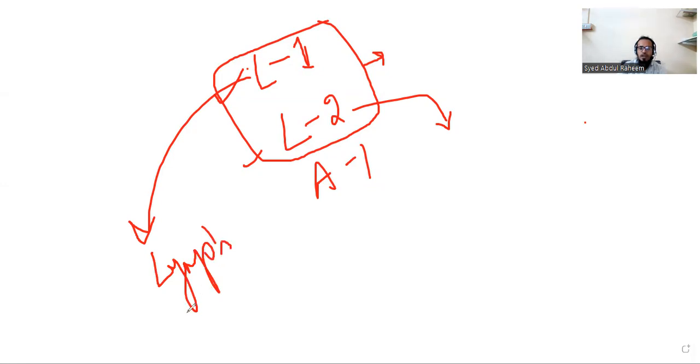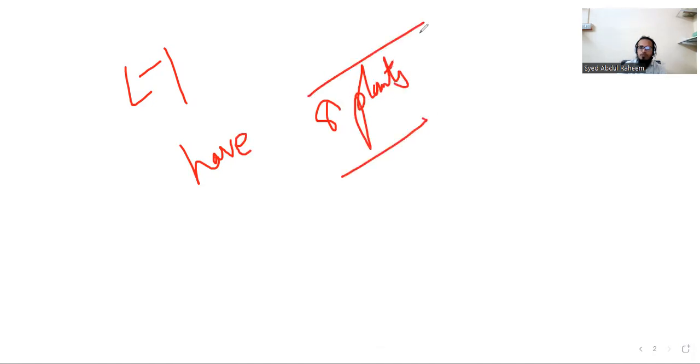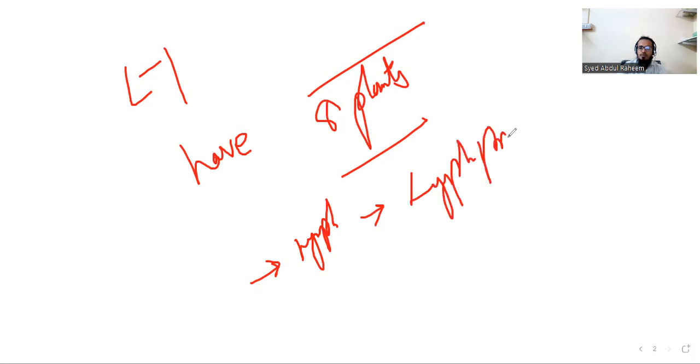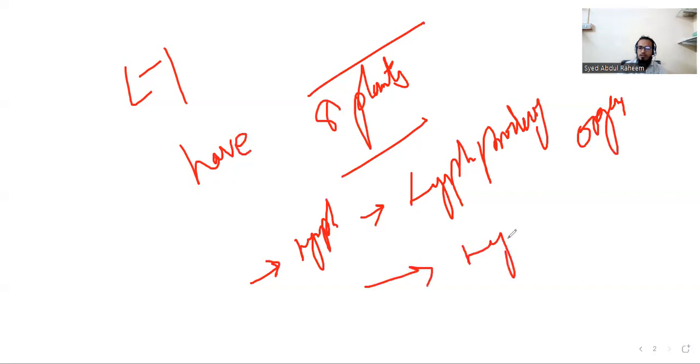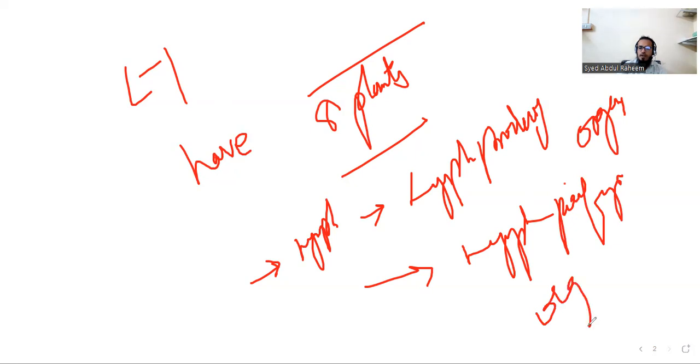L1 has mostly 8 glands. It works on lymph primarily, and on lymphatic producing organs or lymph producing organs, as well as on lymphatic drainage or lymph purifying organs.